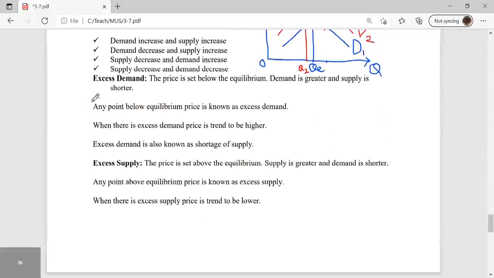So our next topic for today is excess supply and excess demand. Okay, so let's talk about the excess demand first.